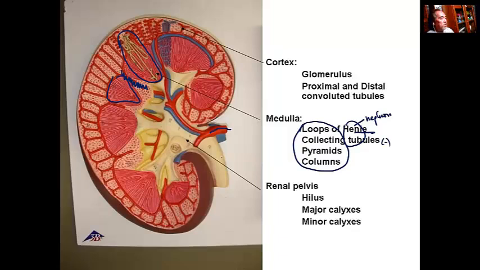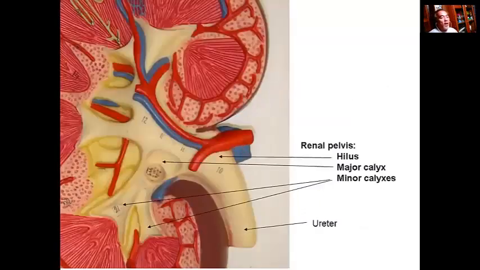All right, now let's take a look at the tubes. This is called the minor calyx, minor calyx, minor calyx, then goes to the major calyx, and then goes to the renal pelvis, and then connects to the ureter. Okay, so now we're magnifying on the area of the renal pelvis. This is the renal pelvis, and the major calyx connects to the renal pelvis. The minor calyx connects to the major calyx. Then we have the ureter.